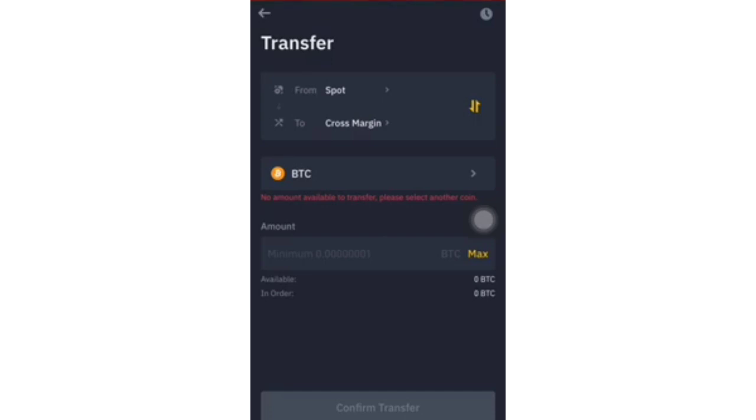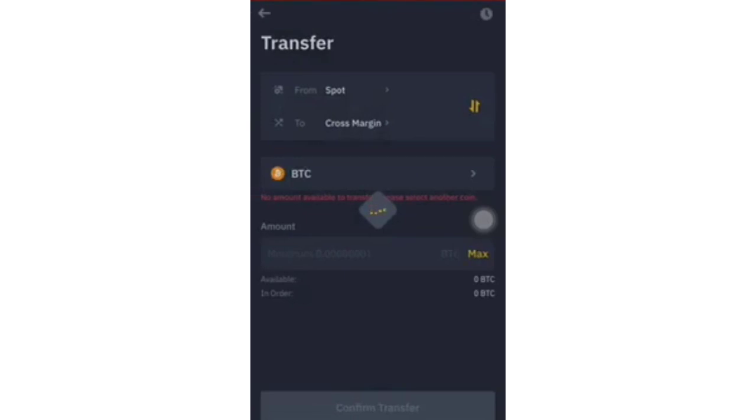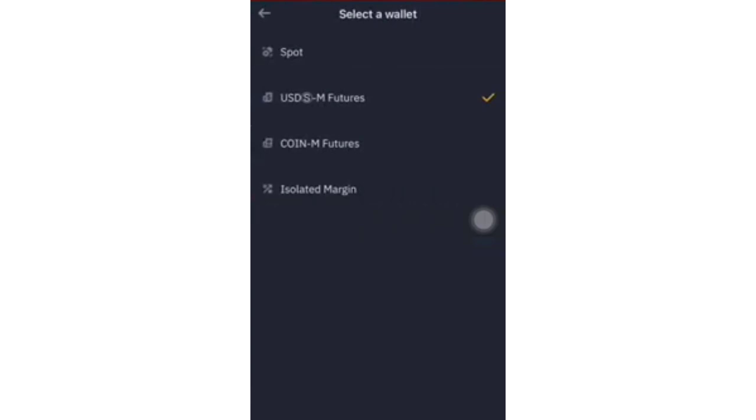I don't have money here. I didn't transfer any money in this place because I haven't traded cryptocurrency for a long time. I'm focusing on Forex. So let's say now this is spot. If you have a balance, just like I mentioned, you can see isolated margin, coin M futures, USD M futures, spot. So for you to trade all those things I showed you guys, you have to transfer money to this precise account. So let's use spot.